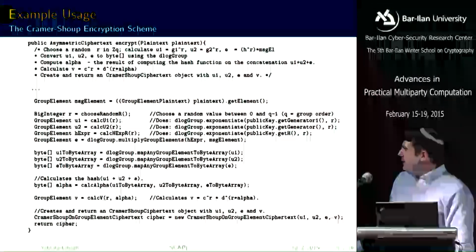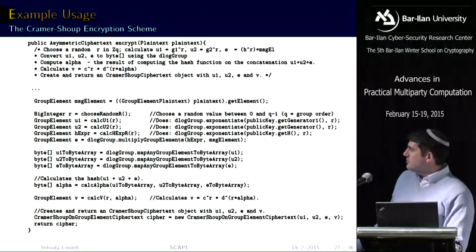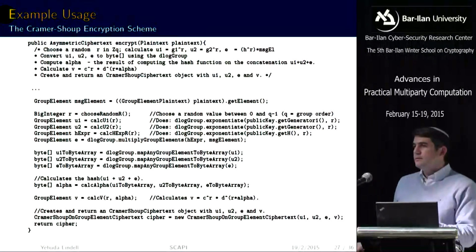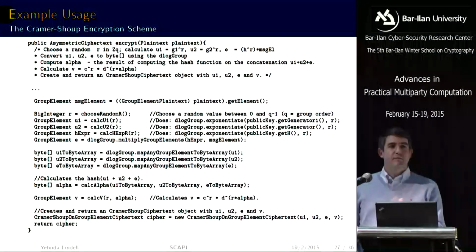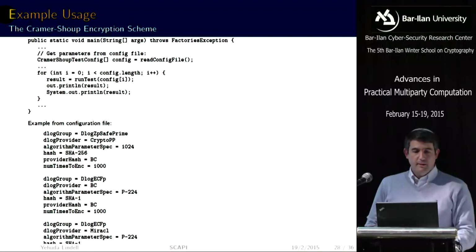And then when you encrypt, you do things that you would. Here it's a bit more complicated because it's trying to save on repeating code, but you have DLog group exponentiate and multiply group elements, and then map any group element to a byte array. You can map group elements to byte arrays and back and forth. So it's really speaking the way that we would like to implement.